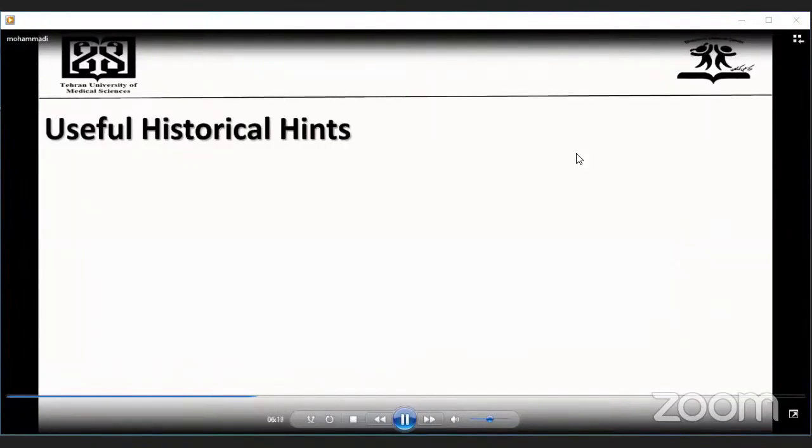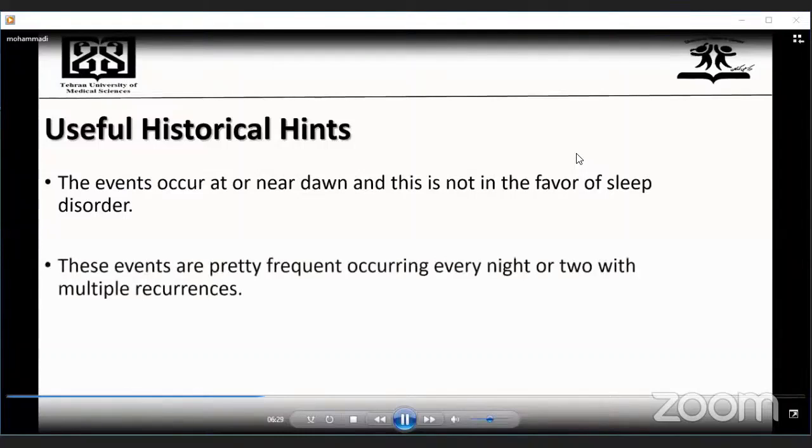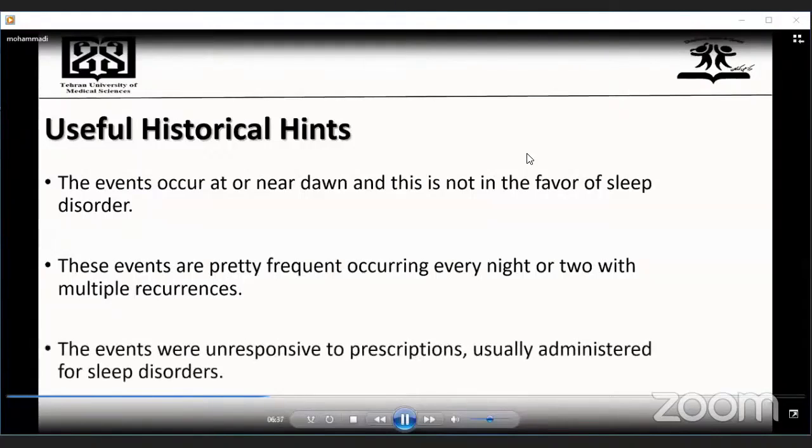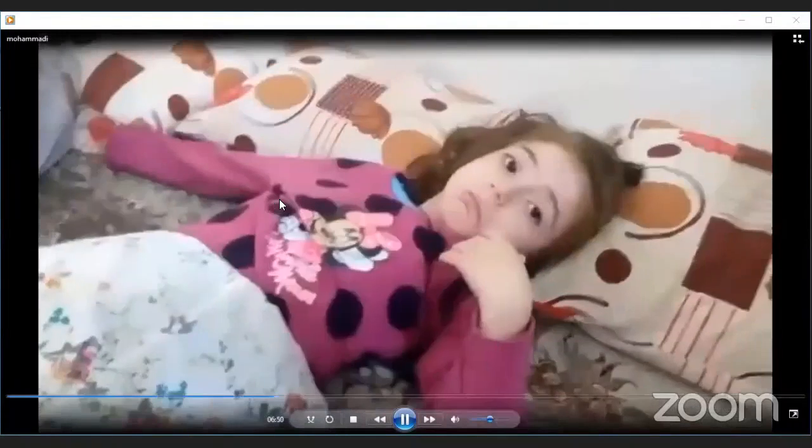Okay, what are the useful historical hints in this short story? The events occur at or near dawn, and this is not in favor of a sleep disorder, as you know. These events are pretty frequent, occurring every night or two, with multiple recurrences. The events were also unresponsive to prescriptions usually administered for sleep disorders. Let's have a look at these events in a homemade video clip.